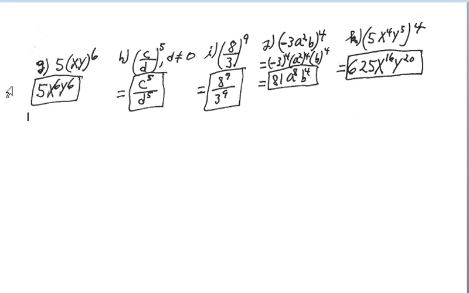Lastly, K. (5 x to the fourth power, y to the fifth power) raised to the fourth power. Once again, each one of these factors is raised to the fourth power. 5 to the fourth power, which means 5 times 5 times 5 times 5 equals 625. X to the fourth power raised to the fourth power is x to the 4 times 4, or x to the 16th power. Y to the 5th power raised to the 4th power means y to the 5 times 4, or y to the 20th power. So the final answer, 625x to the 16th power, y to the 20th power.